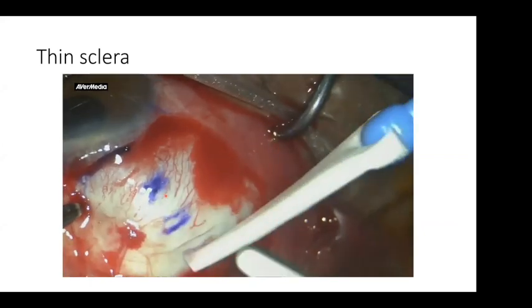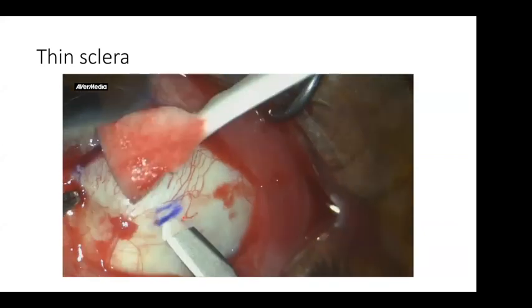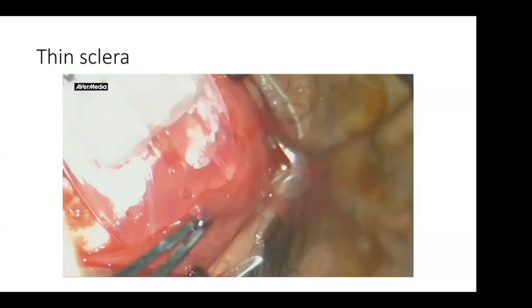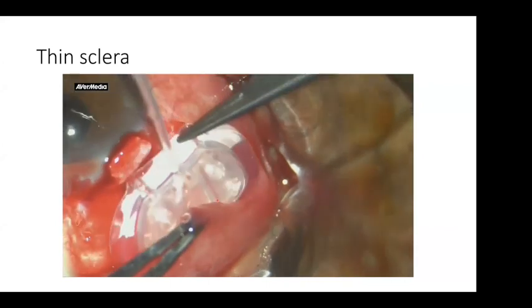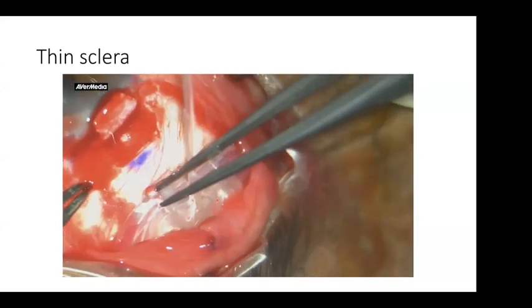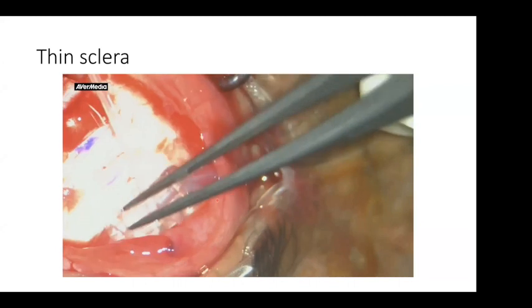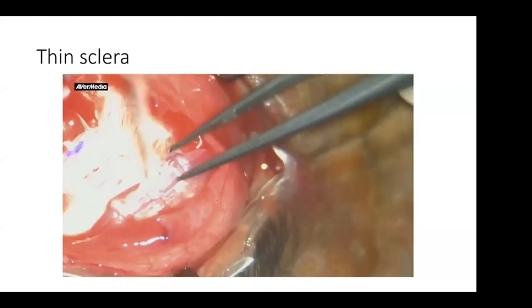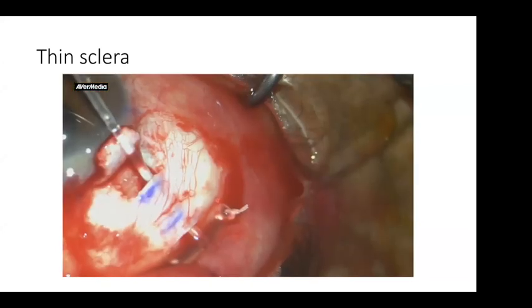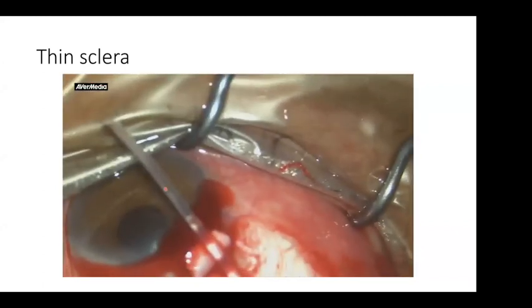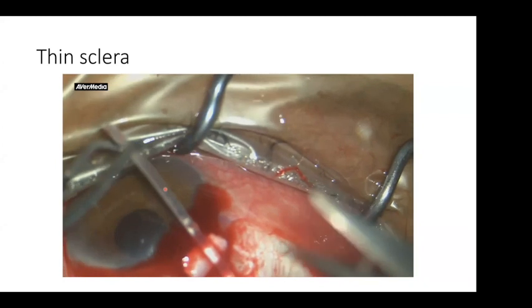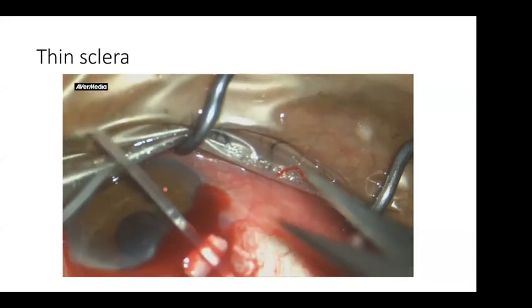And then I decided to put the implant slightly anterior, and I used the implant to support this area of the sclera. I thought, if this is a weak area, why not put the implant on this weak area? And it's okay, so I managed that. And then definitely postoperatively, I made sure that the patient doesn't have anything serious in the eye.